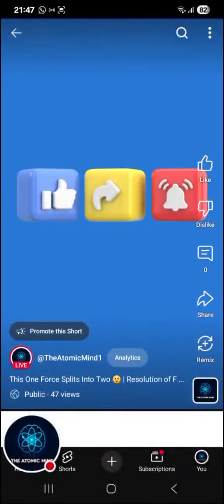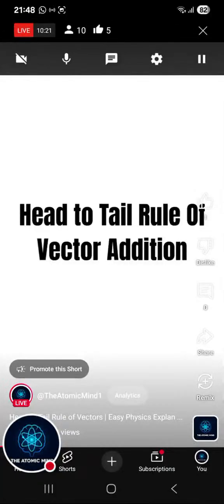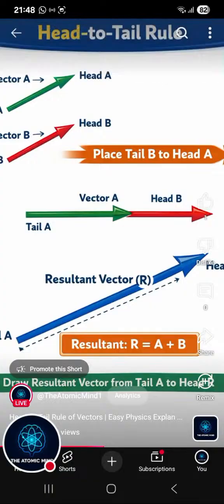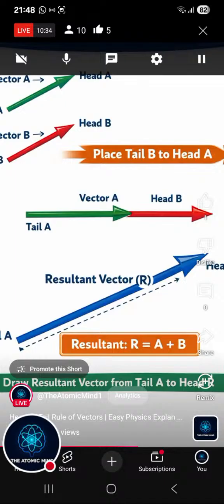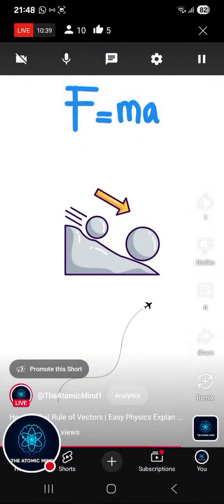For more simple physics, the head-to-tail rule of vector addition is a graphical method where you draw vectors, placing the tail of the new vector at the head of the previous one. The resultant vector is drawn from the tail of the very first vector to the head of the very last vector, showing the net effect. It is used in physics to add forces, velocity, and displacement vectors.